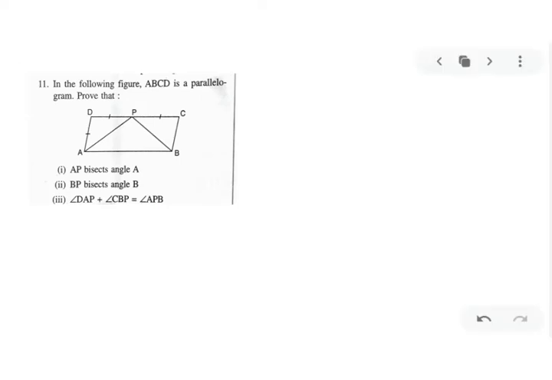Next is your problem number 11, which says if ABCD is a parallelogram, so the opposite sides are given, you can write that. What is given to you? AB is equal to CD, AD is equal to BC, and they are also parallel. Opposite sides are parallel.